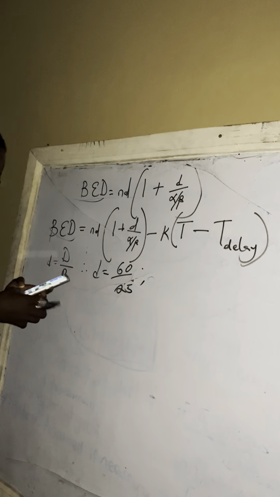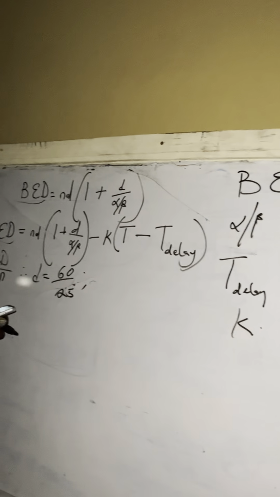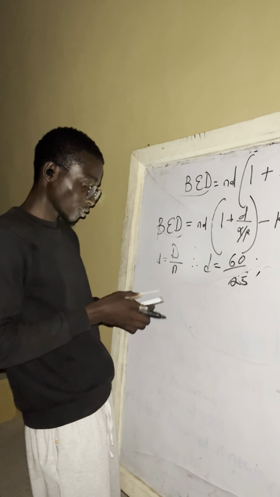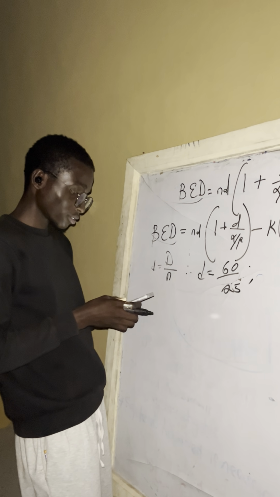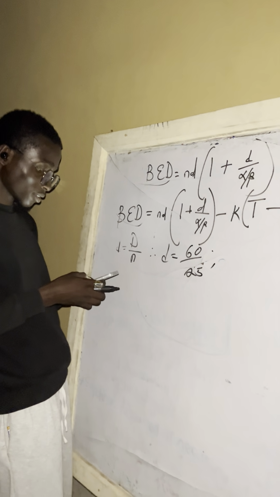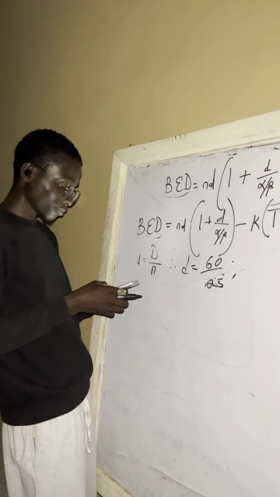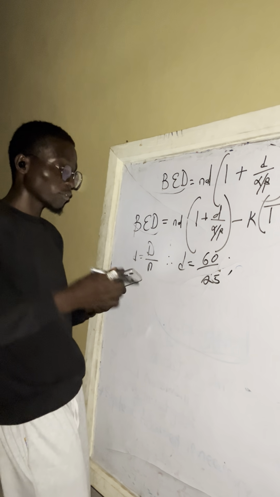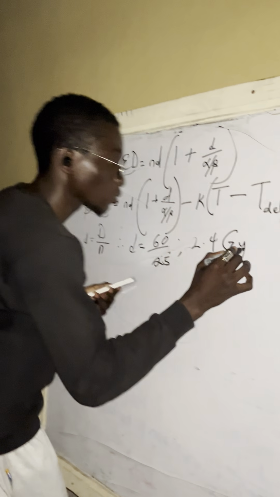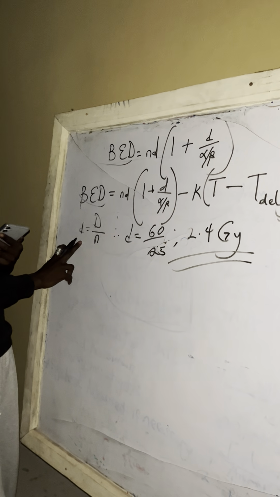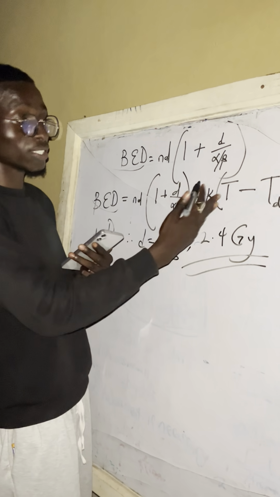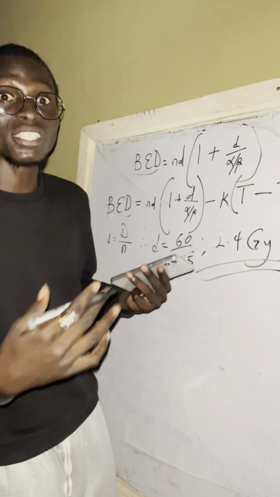So in that case, we can have the calculation. All right. In that case, we're going to have 2.4 gray. So this is our dose per fraction. This is the value for the dose per fraction. It is going to be needed while we are using this formula to solve for the BED of the tumor.